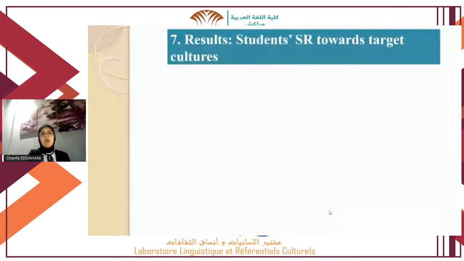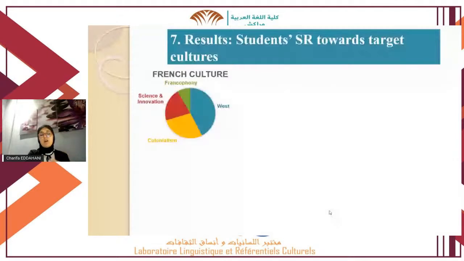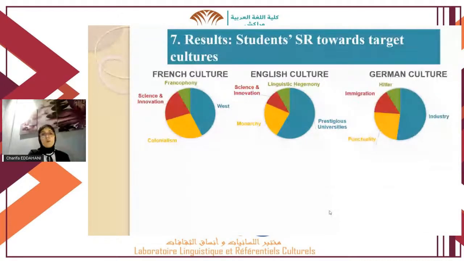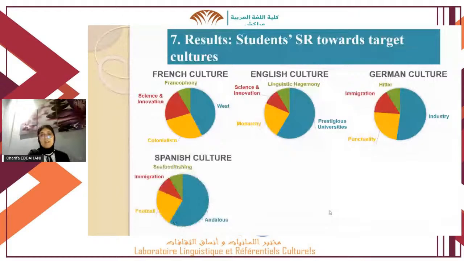As regarding the culture, the French culture is generally associated with the West, colonialism, science and innovation, and Francophony. The English culture with prestigious universities, monarchy, science and innovation, linguistic hegemony. German culture with industry, punctuality, immigration, and Hitler. Spanish culture with Andalus, football, immigration, and seafood and fishing.